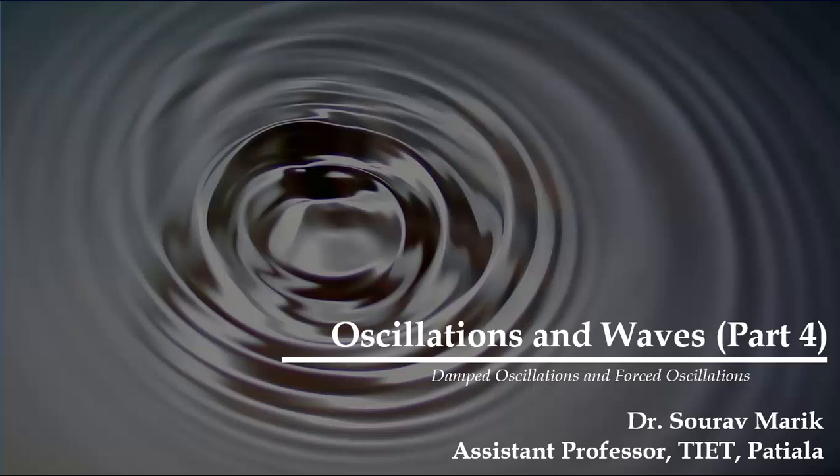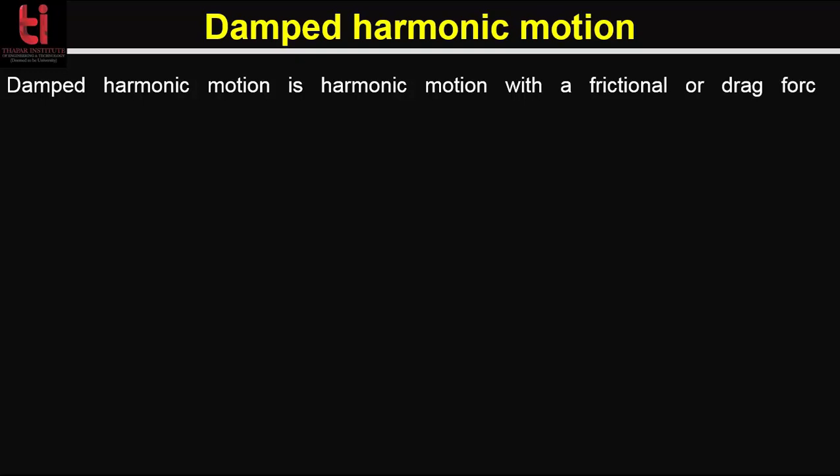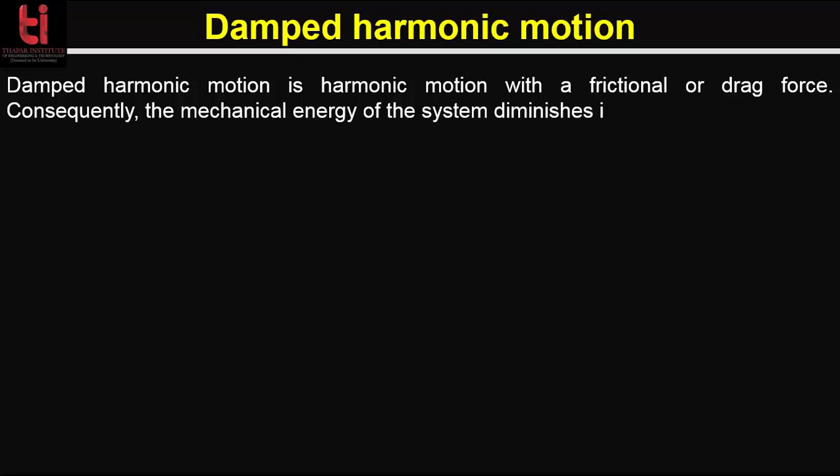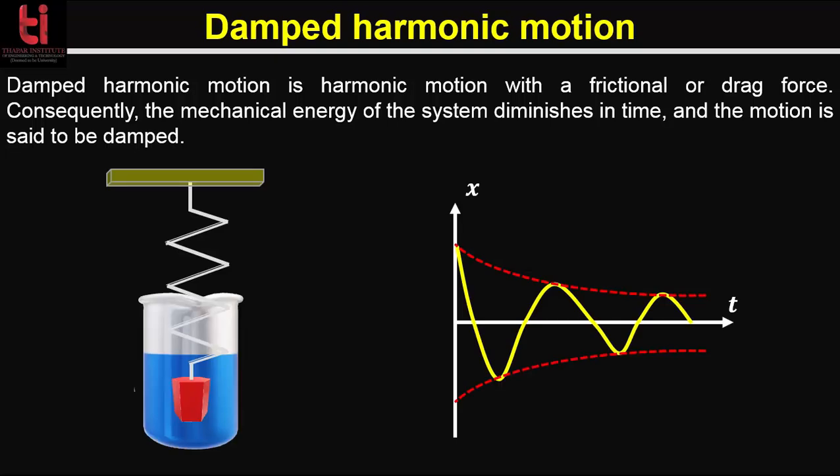Basically, all real oscillating systems are subject to damping forces and will cease to oscillate if energy is not fed back into them. So damped harmonic motion is harmonic motion with a frictional or drag force. Consequently, the mechanical energy of the system diminishes in time and the motion is said to be damped. This is an example of a damped mechanical oscillator showing an oscillating mass immersed in a viscous fluid. And this is the variation of amplitude with time, illustrating the decay in amplitude of a damped harmonic oscillator.